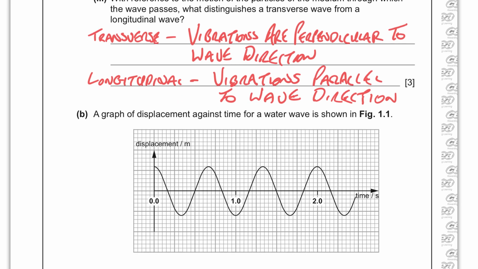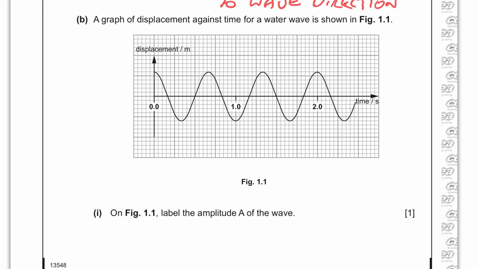So part B then. A graph of displacement against time for a water wave is shown in figure 1.1. On figure 1.1, label the amplitude of the wave. So we remember the definition of the amplitude is the maximum displacement from the undisturbed position. So we can see that central axis is the undisturbed position. Amplitude will be measured from that location. So we're also supposed to label it A, because they've called it amplitude A.